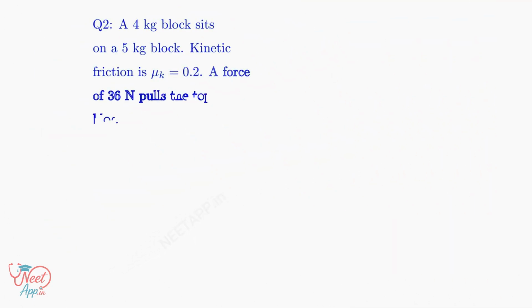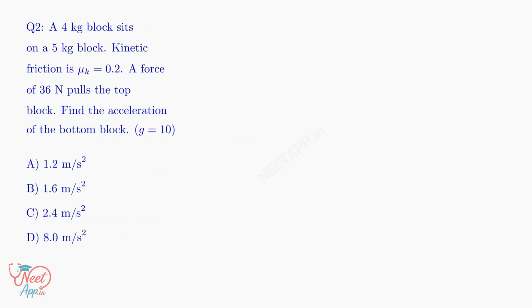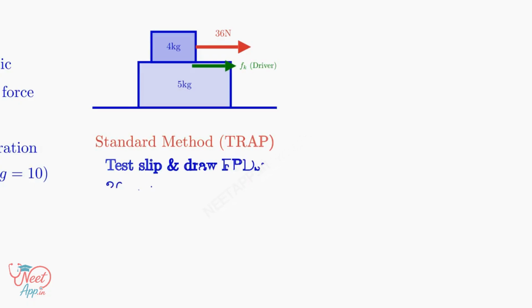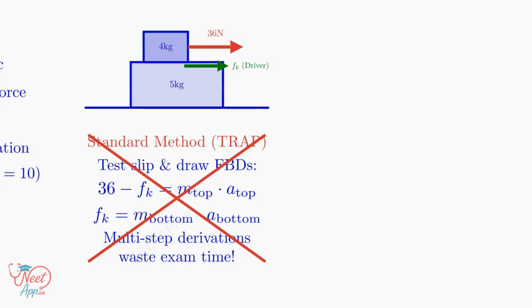Moving to question 2, the slipping condition. A 4 kg block sits on a 5 kg block. Kinetic friction is 0.2. A 36 newton force pulls the top block. Find the bottom block's acceleration. Let's sketch the system: the smooth floor, the 5 kg bottom block and the 4 kg top block. We pull the top block with 36 newtons, causing it to slip forward. The standard textbook trap: checking slip conditions, drawing two complex free body diagrams and balancing opposing friction vectors. It's a massive time sink.